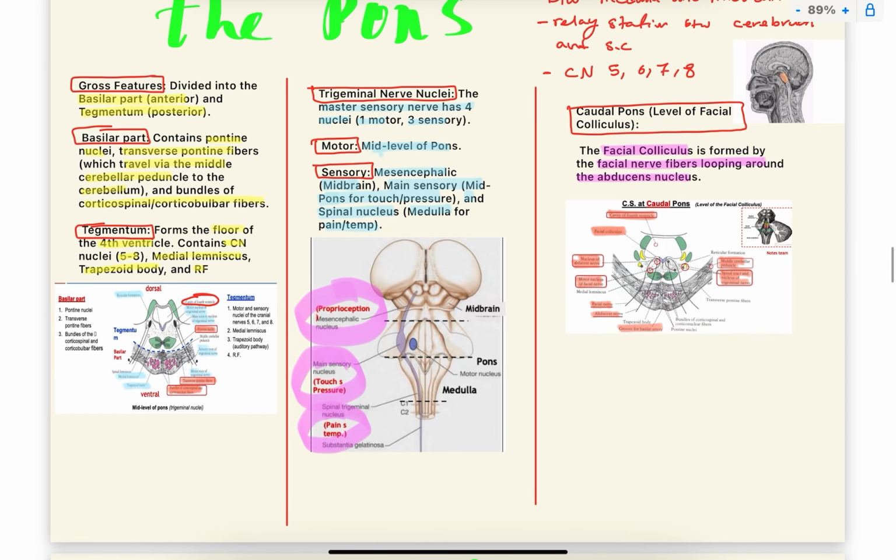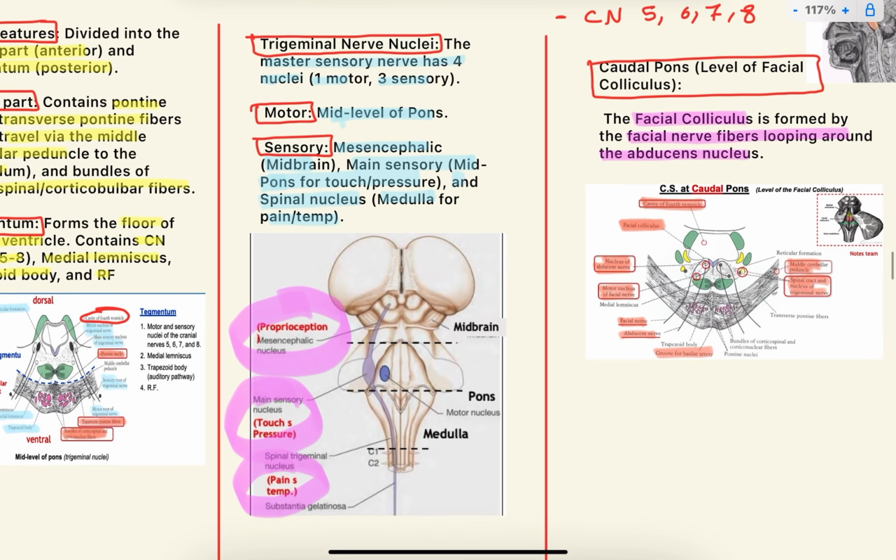Okay. Now, the trigeminal nerve nuclei. It's very important to know that the trigeminal nerve has 4 nuclei, 1 that's motor and 3 that are sensory. So again, the trigeminal nerve nuclei, it has what? 4 nuclei in total. One of them is motor and the remaining are sensory.